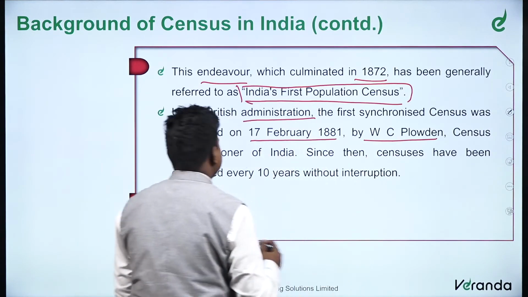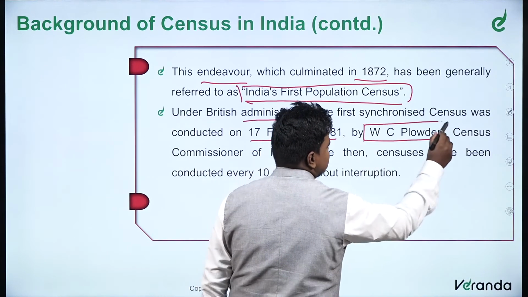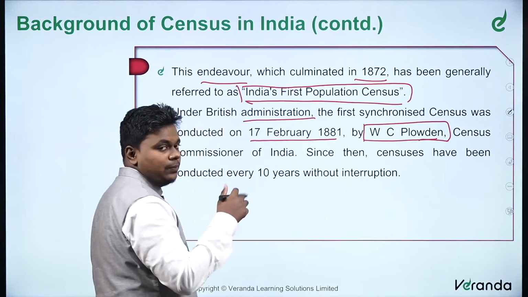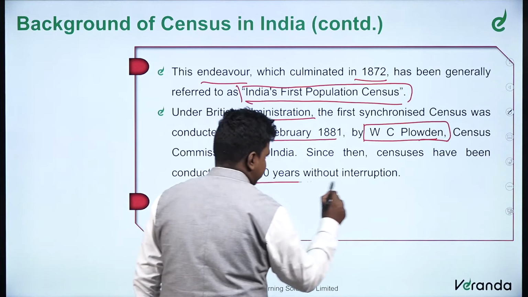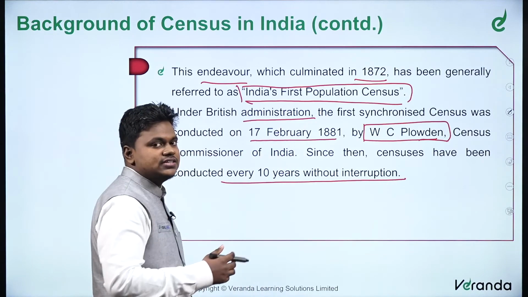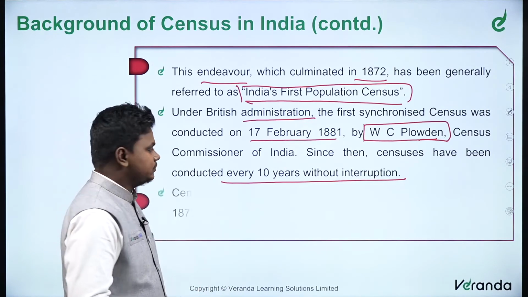Under British administration, the first synchronized census was conducted on 17th February 1881 by W.C. Plowden, who was the Census Commissioner of India at the time. Since then, the census has been conducted every 10 years without interruption. So every 10 years without interruption, the census has been conducted from 1881.